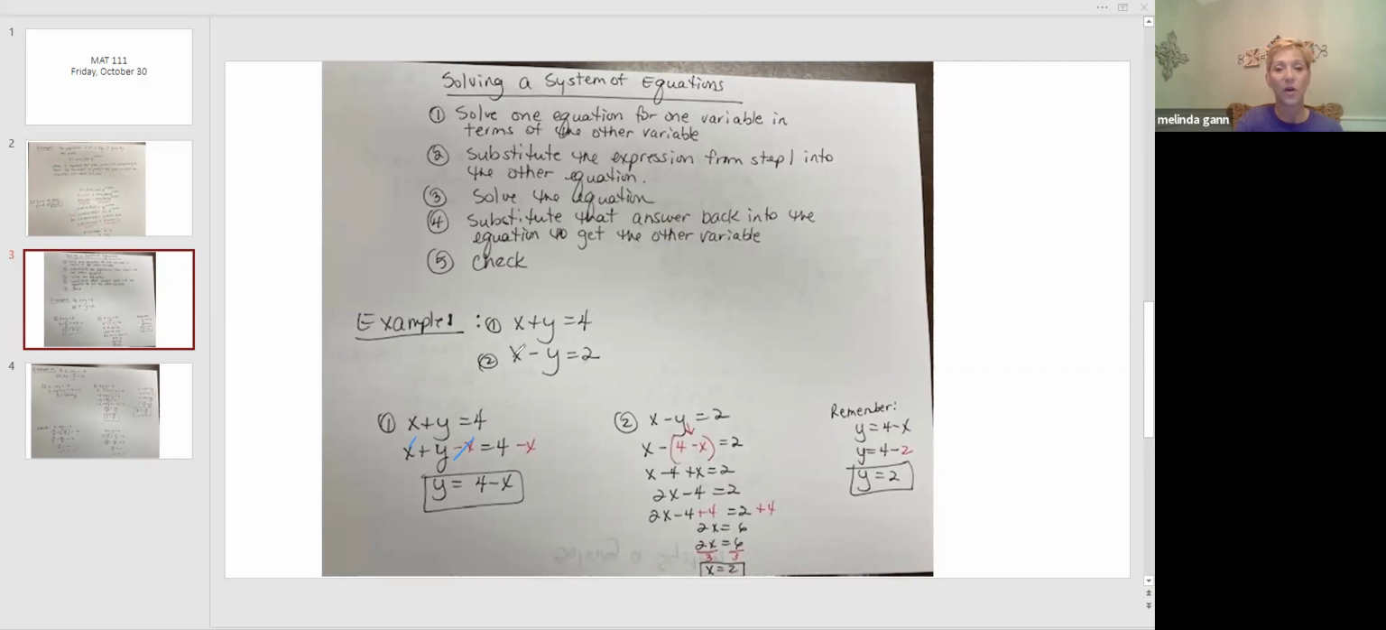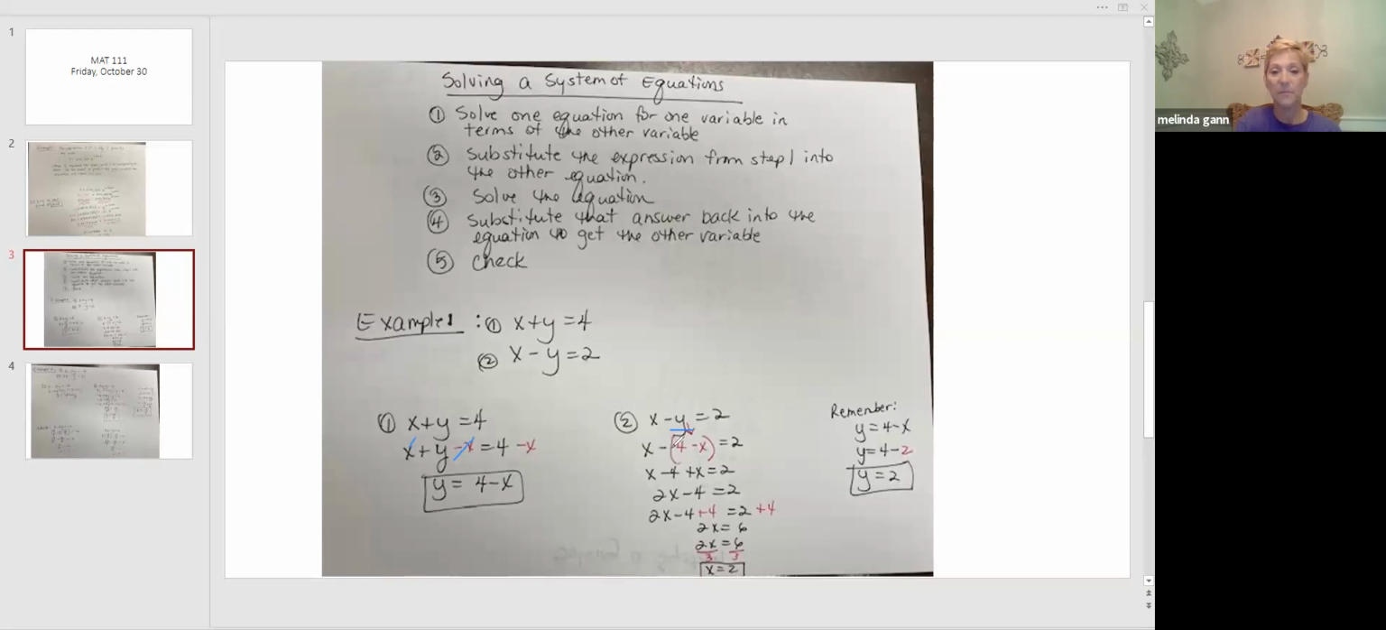Then go to your other equation and substitute in. So wherever there's a Y, I'm going to put in 4 minus X. So here's my second equation, X minus Y is 2. In place of Y, I put 4 minus X, and make sure you put it in parentheses, equals 2. So all I did was put 4 minus X in place of Y in this equation.